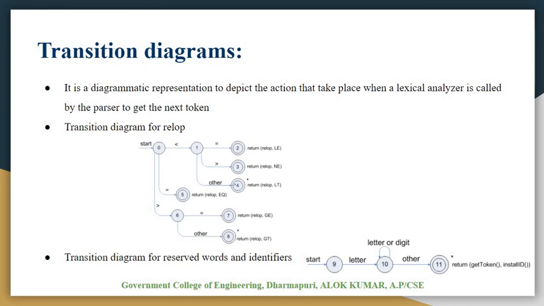And suppose we are finding the transition diagram for an identifier. This is the transition diagram for identifier: letter, followed by letter or digit closure star. Here it returns the token, identifier, and based on the ID we are providing, install ID.